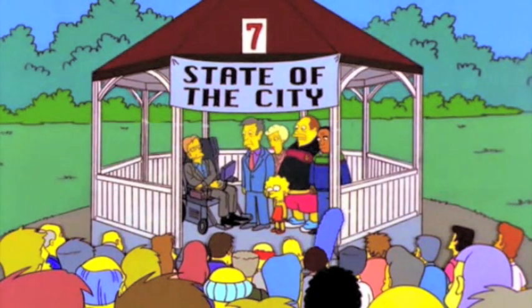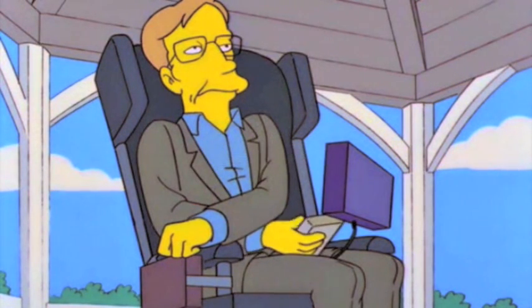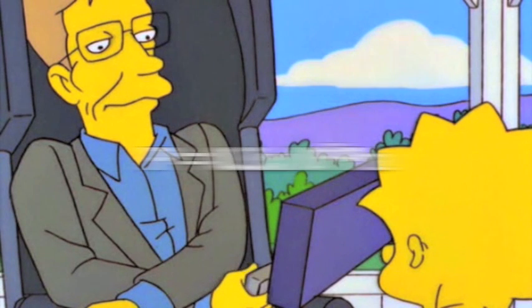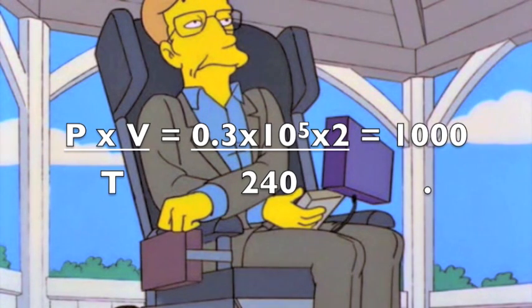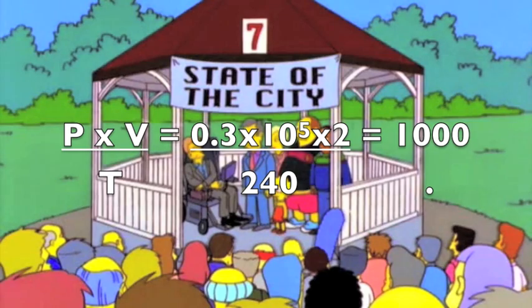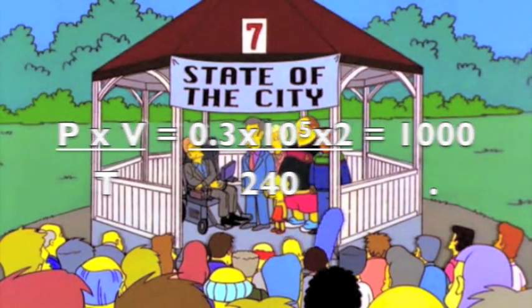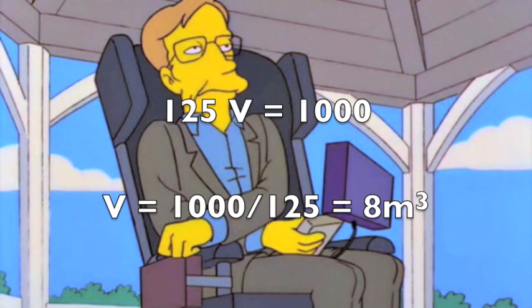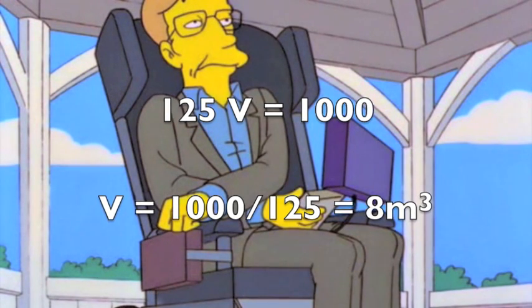At a high altitude, the temperature falls to 240 Kelvin, minus 33 degrees Celsius, and the pressure drops to 0.3 times 10 to the 5 pascals. The gas equation helps you to calculate the new volume. P times V divided by T equals 0.3 times 10 to the 5 times V divided by 240 equals 1000. 125 V equals 1000, therefore, V equals 1000 divided by 125, which equals 8 meters cubed.